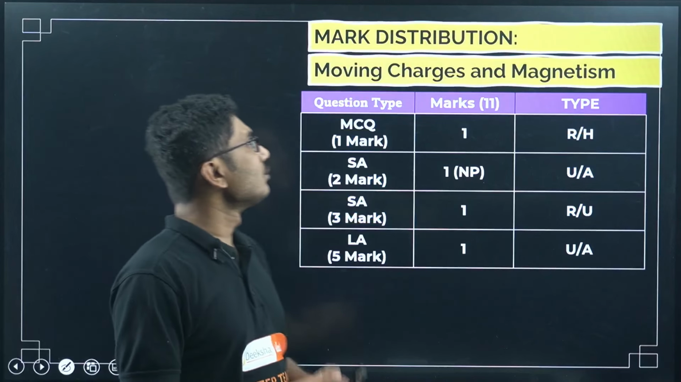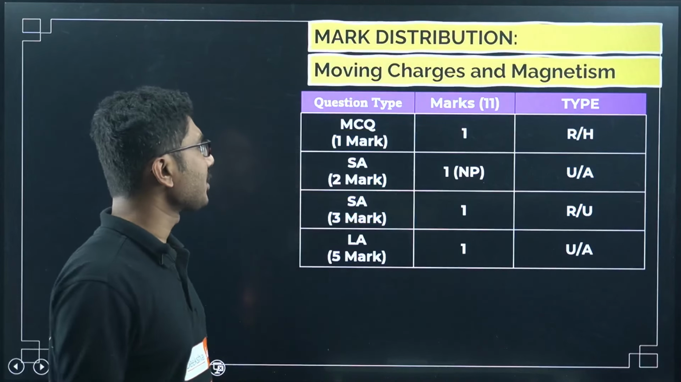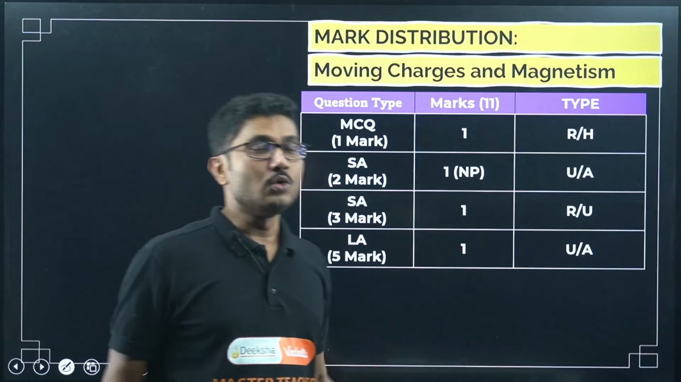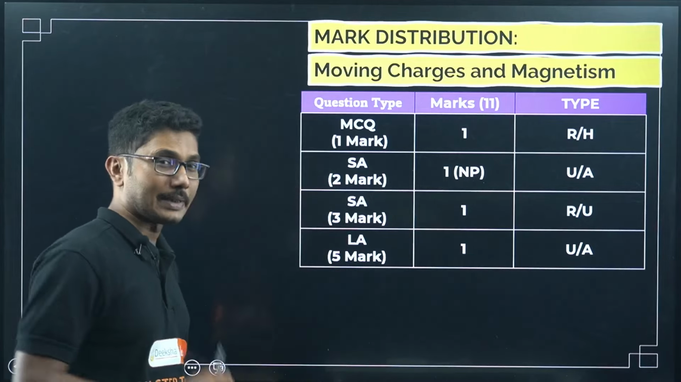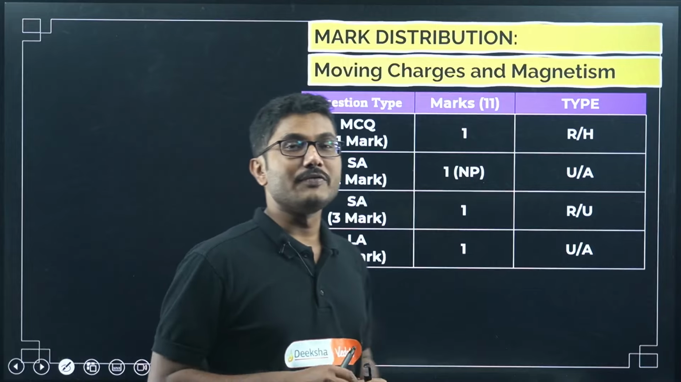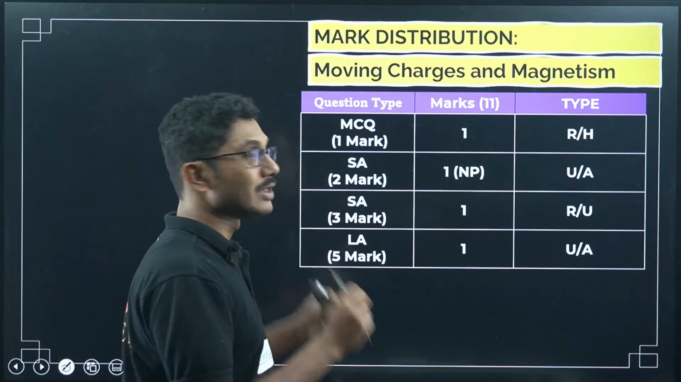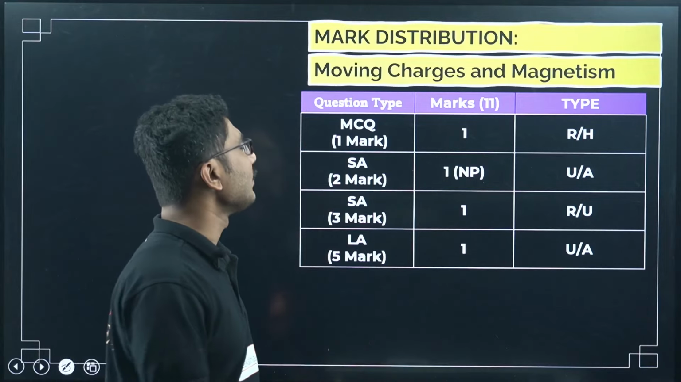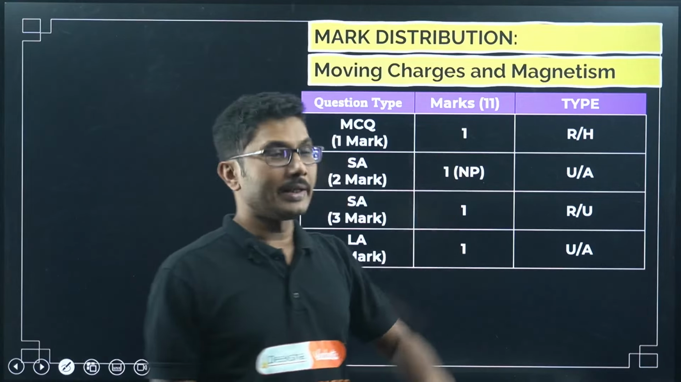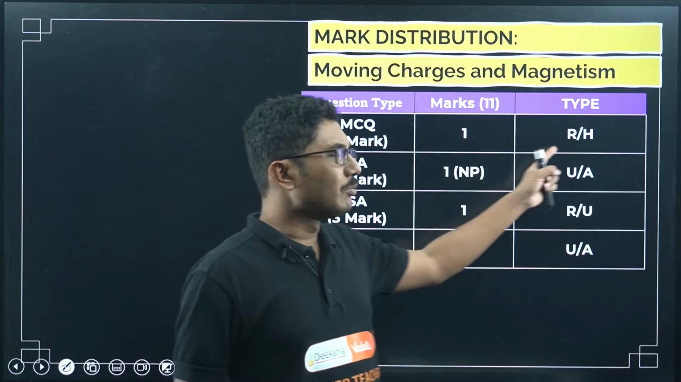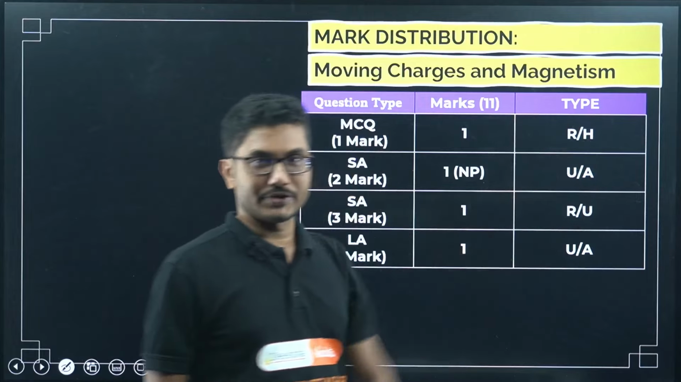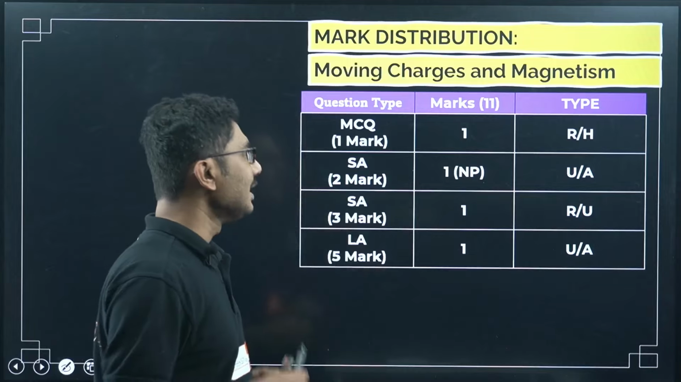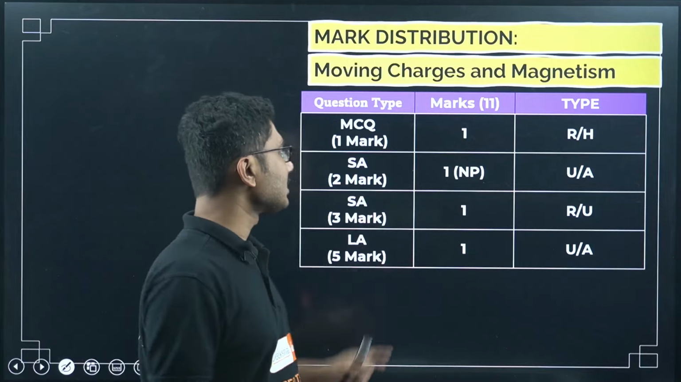First of all, let us look into the marks distribution of the chapter. 1 mark question is coming as MCQ, no fill in the blanks from this chapter as well. If you remember in our previous chapter current electricity, there was no fill in the blanks question. From this chapter also there is no fill in the blanks question, only one MCQ question, and mostly either remember or HOTS question. Okay, HOTS question means a little bit tougher, remember means a little easy. So both types of question might come from this chapter.